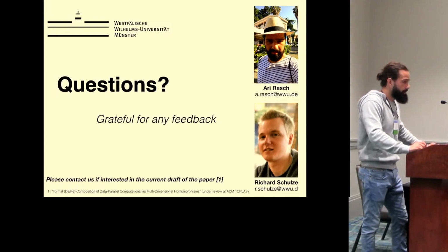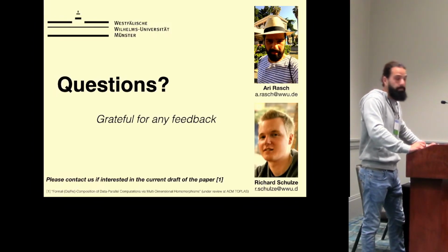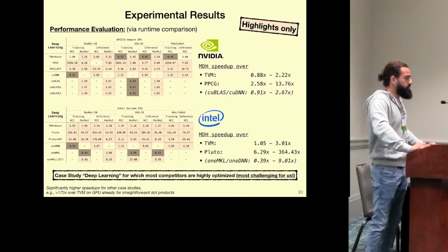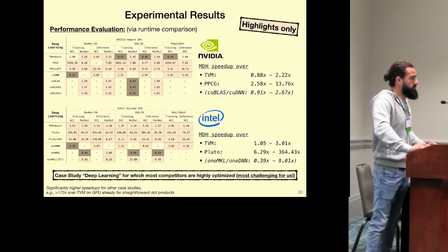Hi. So in your deep learning experimental results, what were the data sizes that you were seeing against the hand-tuned libraries? Where were you seeing the performance wins versus the losses?